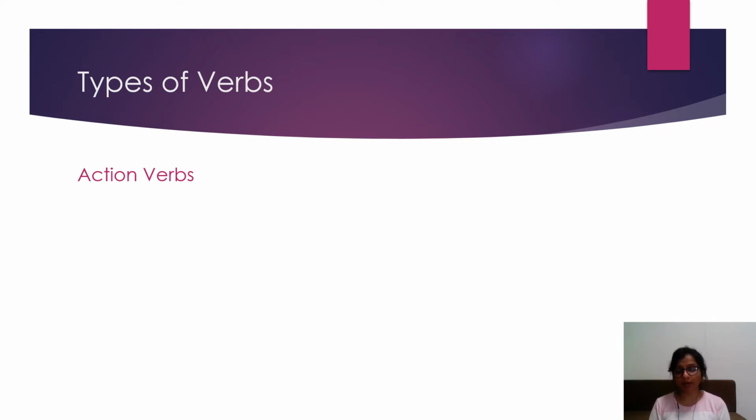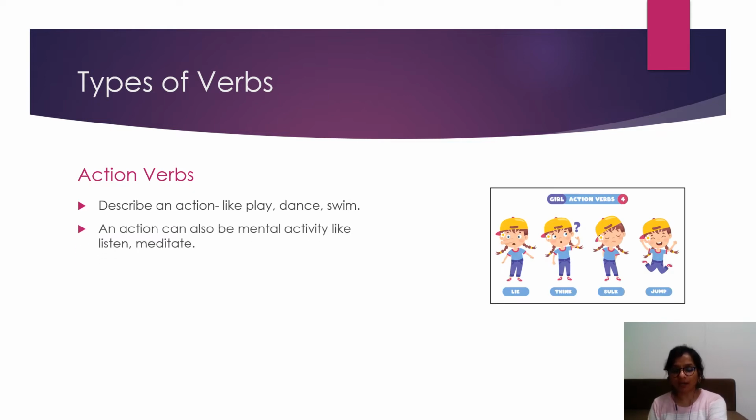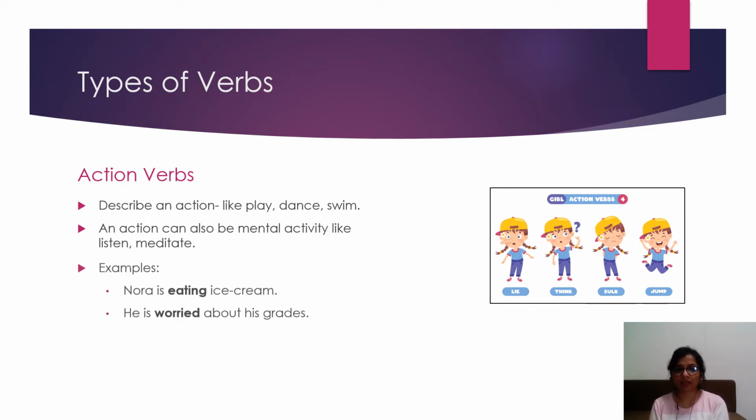Let's now learn about the types of verbs. First one is action verbs. As the name suggests, they describe an action like physical activity, for example playing, dancing, swimming, reading or writing. Or it can also describe mental activity, suppose say meditating or worrying or wondering. All those things will come under mental activity.